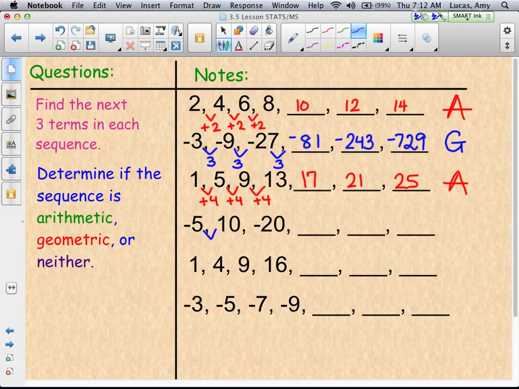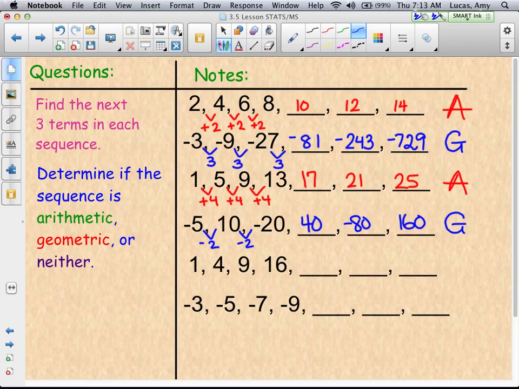So, multiplying. If I multiply -5 by -2, I will get +10. Multiply 10 by -2, I get -20. So that means the next one, multiply by -2, goes back to positive 40, then -80, and then +160. Geometric. Whenever the signs go back and forth between positive and negative, what you should check is to see if it's multiplied by a negative number or divided by a negative number.